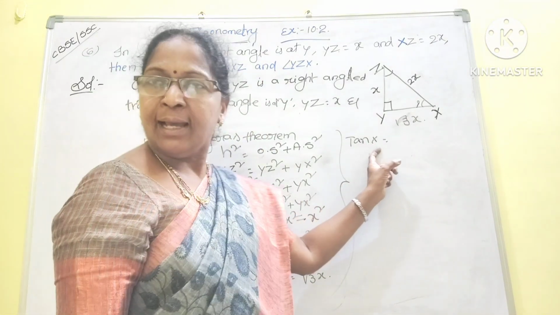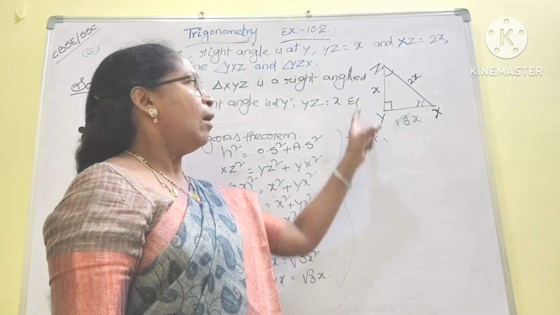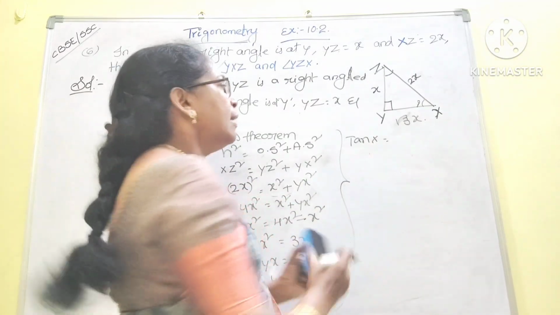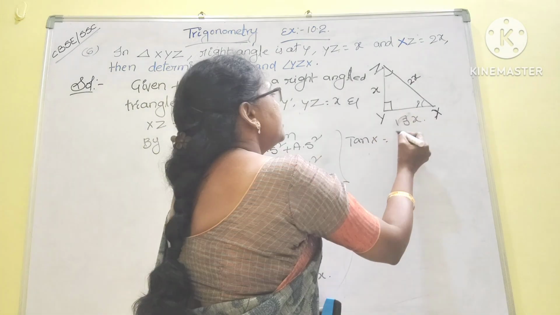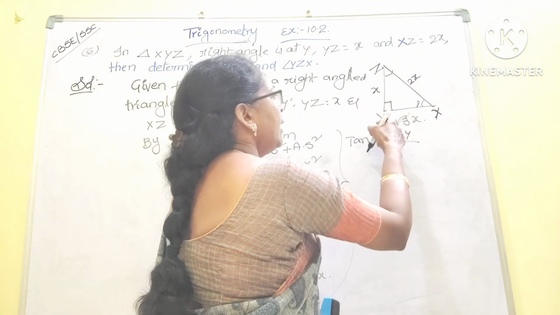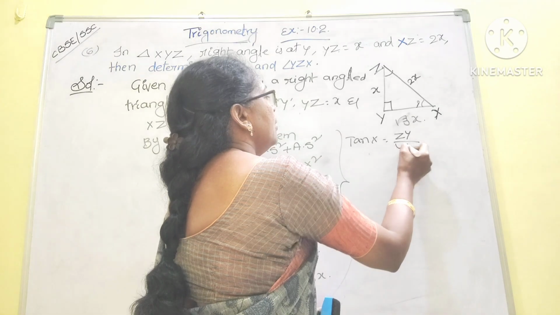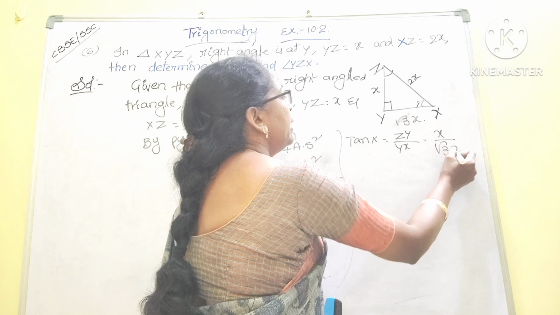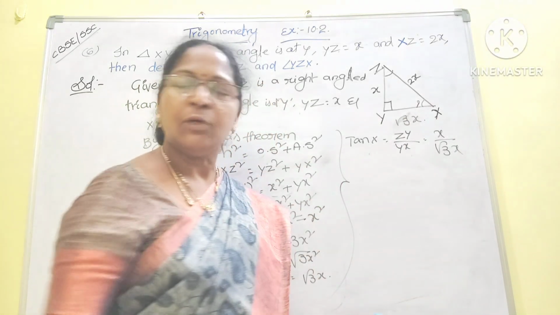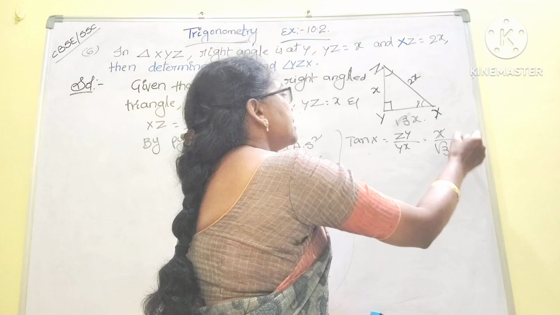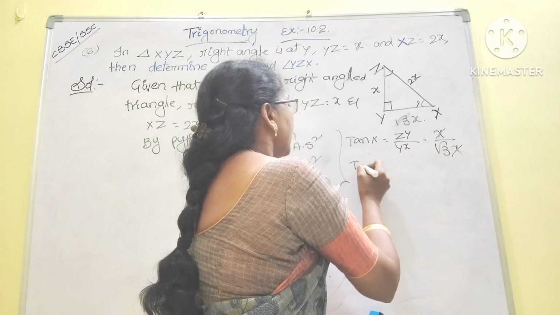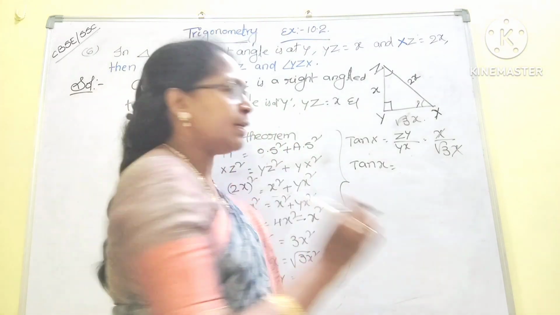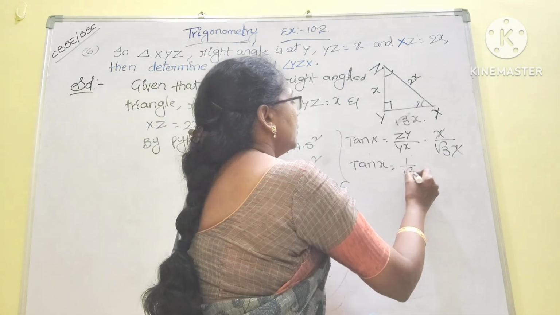Tan theta. What is the tan theta formula? Opposite side by adjacent side. Here theta is nothing but x. Where tan x equal to ZY by YX. So ZY equal to x divided by root 3x, YX equal to root 3x. Now x and x will be cancelled. So tan x equal to how much we got here? Anything not there means the meaning is 1. So 1 by root 3.